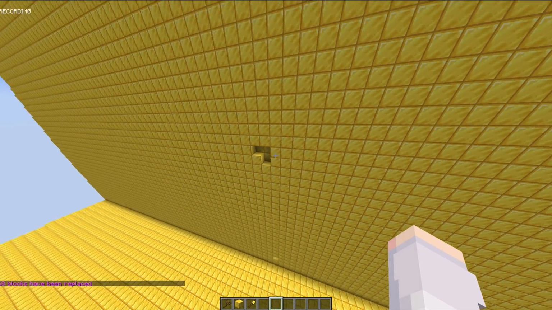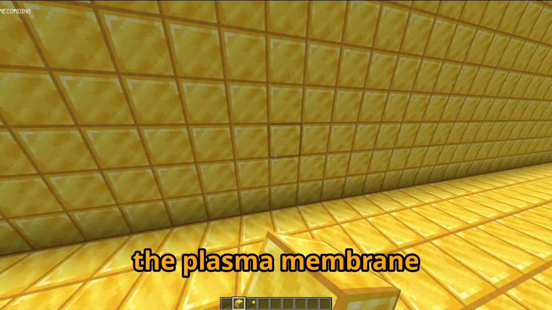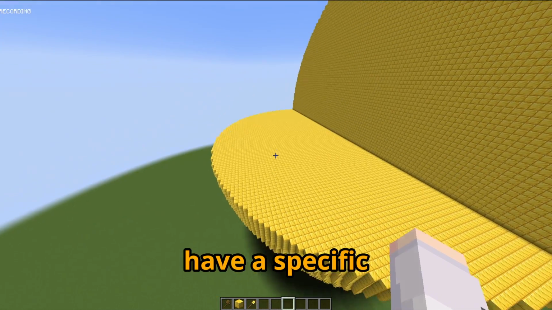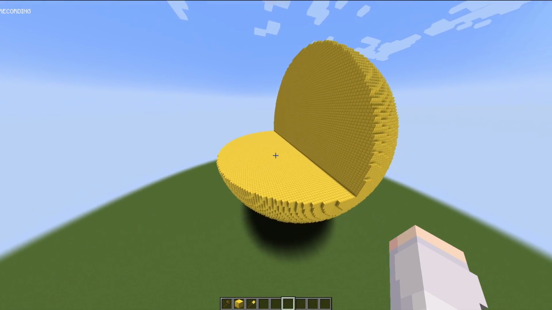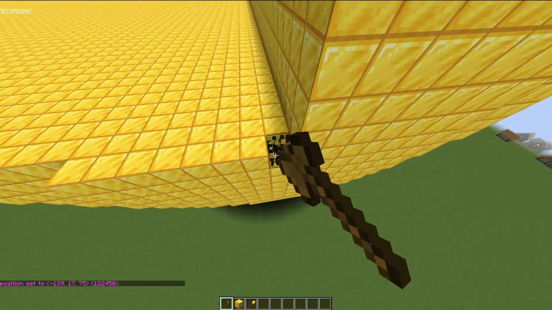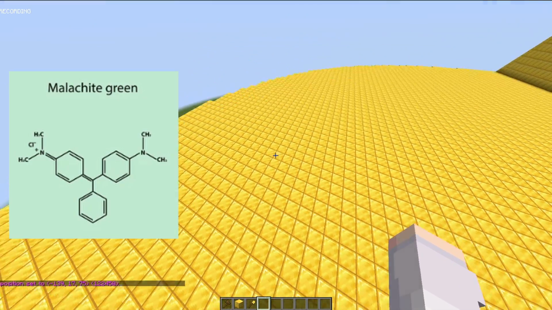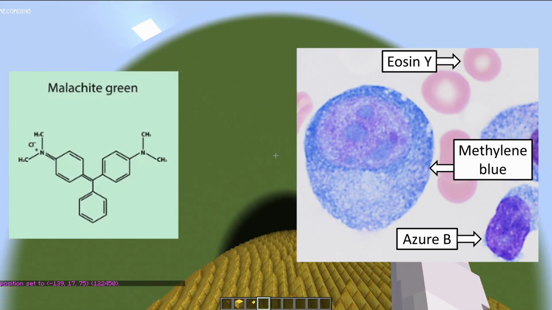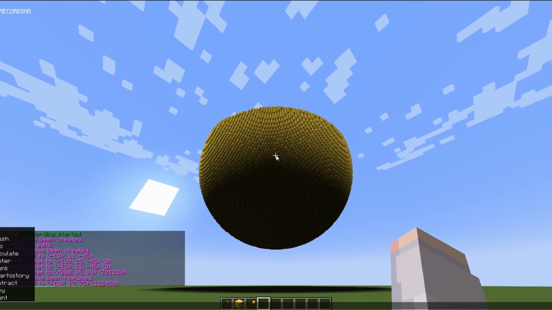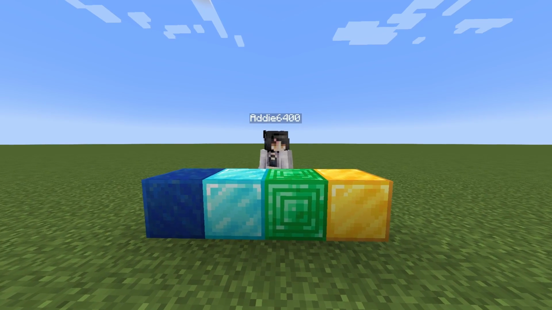As you can see, I am currently using gold blocks. These gold blocks will represent the plasma membrane. The color I am using does not matter. Most organelles do not have a specific color. The reason why we see colors is because scientists will typically dye the cell to make it easier to look at. For example, if I wanted to dye something green, then I would use malachite green. If I wanted to dye something blue, then I would use methylene blue. These are just dyes that scientists put into the cell. It is not typically a fixed color. And so to represent this, I would be using different colorful blocks.